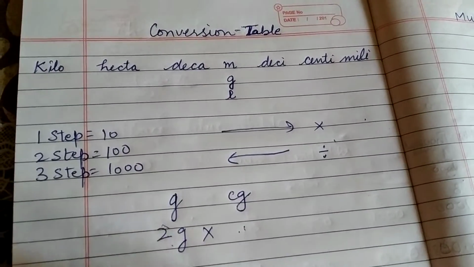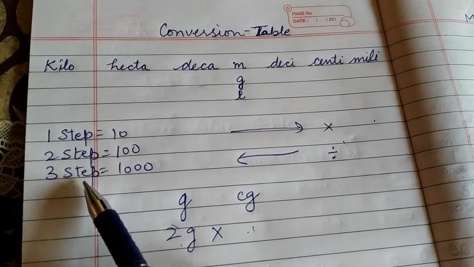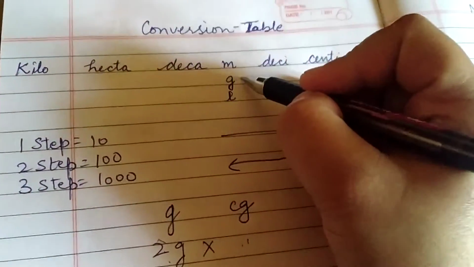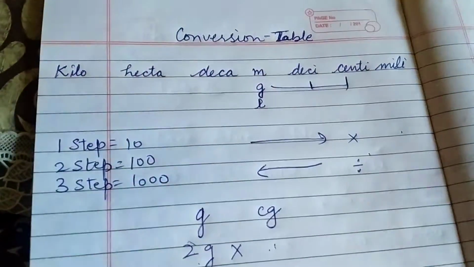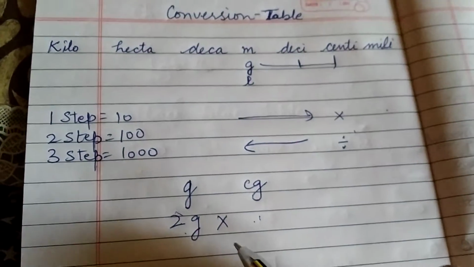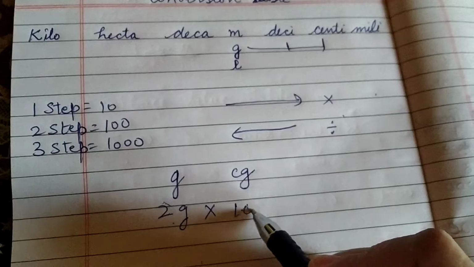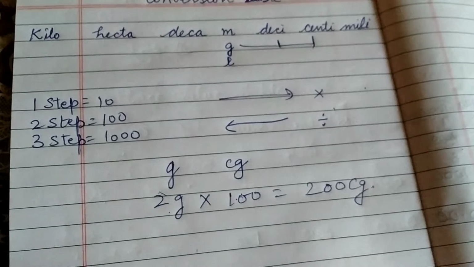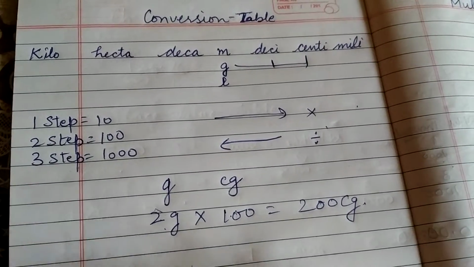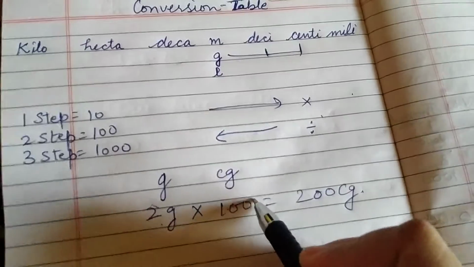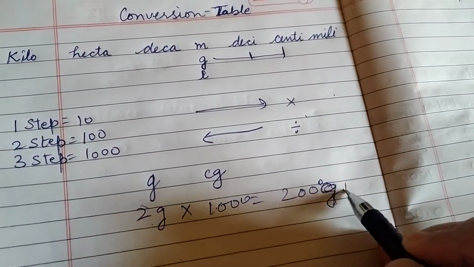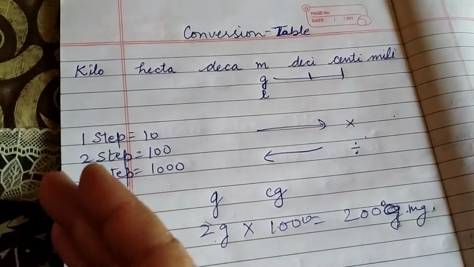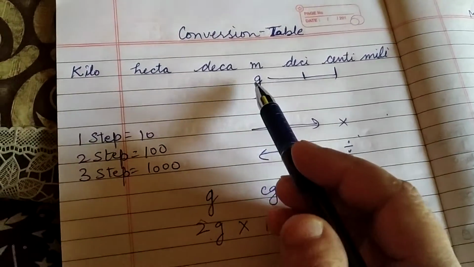Multiply with what? We have to see how many steps we are moving: 1 step, 2 steps or 3 steps. From gram to centigram, we are moving 2 steps, 1 and 2. So, 2 grams into 100 will give you 200 centigrams. And if we are doing 3 steps, we will multiply by 1000, so that will be 2000 milligrams.